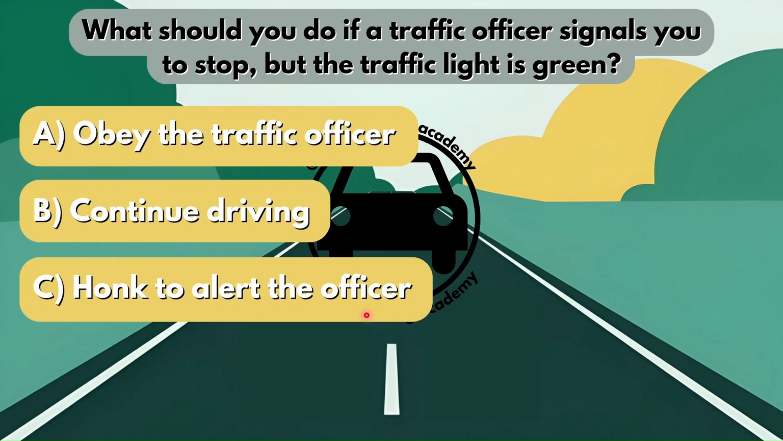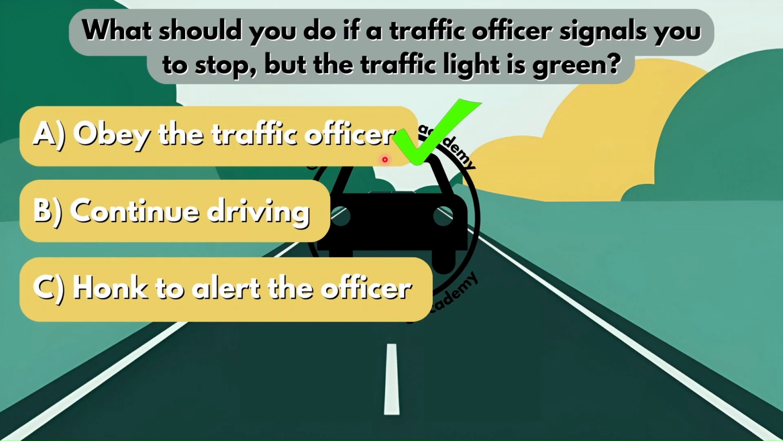Now, I have spoken about this quite a few times in the past. The general rule in South Africa is that you will always obey the traffic officer. So obviously in this situation, if you see a traffic light and it's green, however, the traffic officer tells you to stop, you're going to have to obey the traffic officer and stop your vehicle.